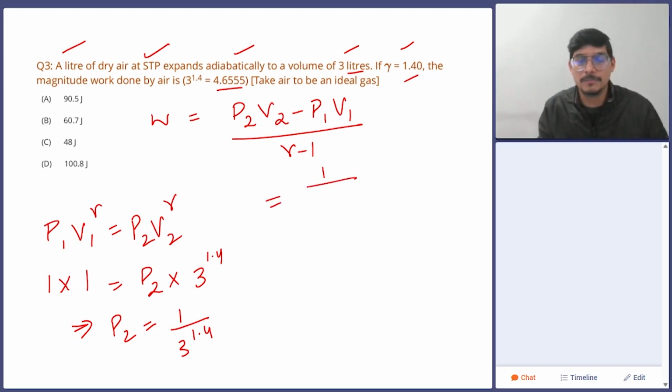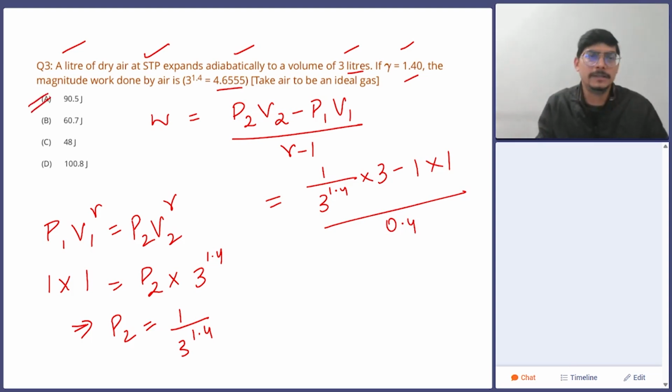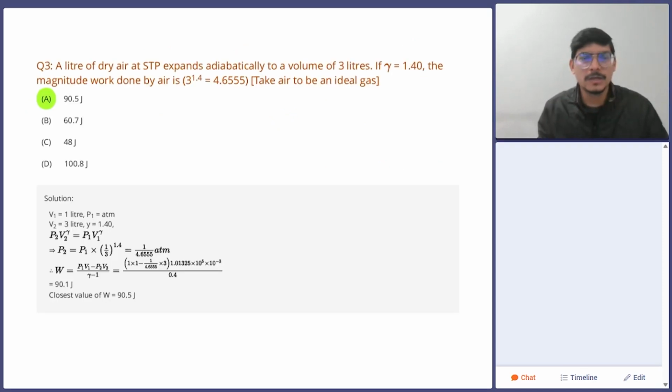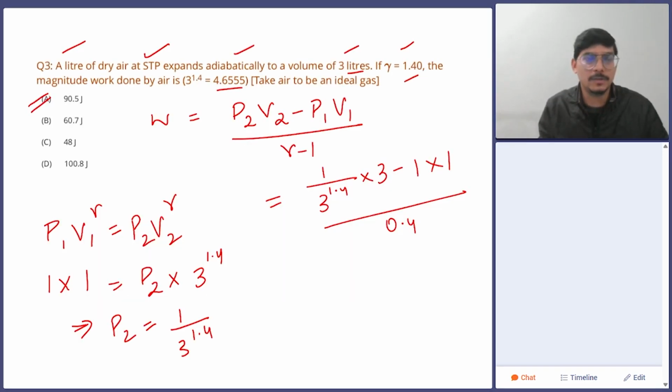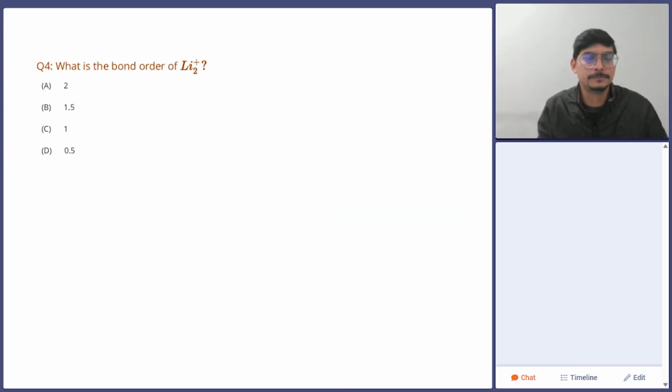Okay, so now we can substitute the given values. Final pressure is 1 upon 3 raised to the power 1.4. Final volume is 3 liters. Initial pressure and initial volume of 1 liter, divided by gamma minus 1, that is 0.4. So you can calculate work done. That will come out to be approximately 90.5 joule. That is the closest answer that you will find. Okay, so after the calculation, it is coming out to be 90.1. So we can say the answer that makes the best choice is 90.5.